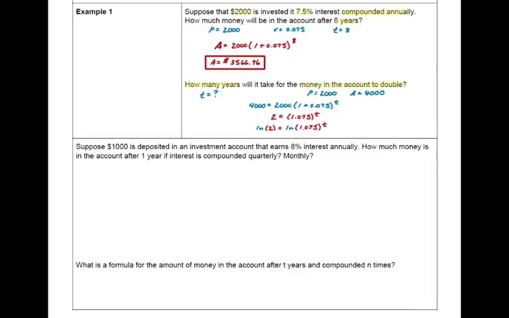So take the natural log of both sides, and what that allows me to do is bring that t, which is what I'm looking for, down front as a coefficient. So this can be written as ln of 2 equals t ln of 1.075. Divide both sides by ln of 1.075, and you would get t equals approximately 9.584 years. So if 2,000 is invested at 7.5%, it would take about 9.584 years for that money to double to 4,000. So some straightforward calculations there.